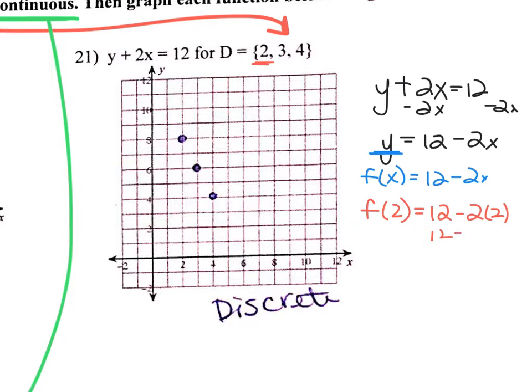So that's 12 minus 4, which is 8. So my first ordered pair is (2, 8). So I'm plotting that point, (2, 8). All right, similar process for these other 2 points.